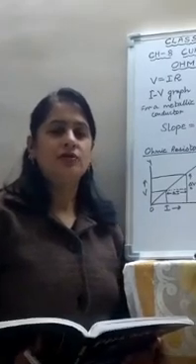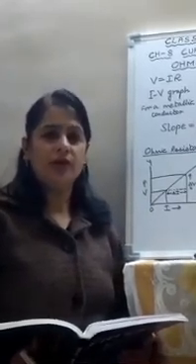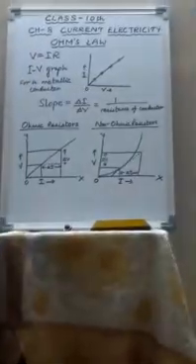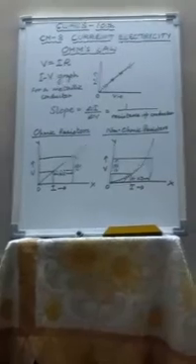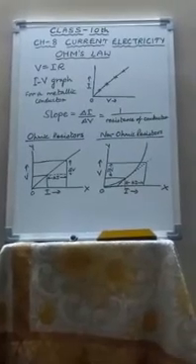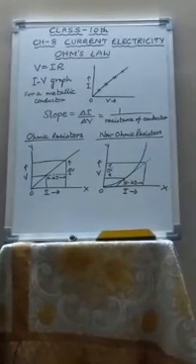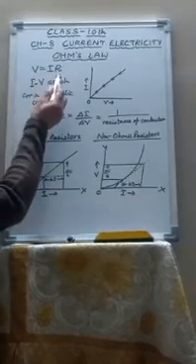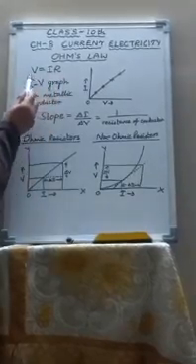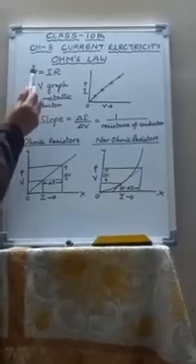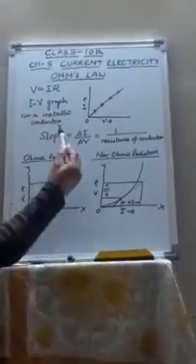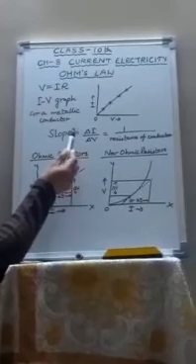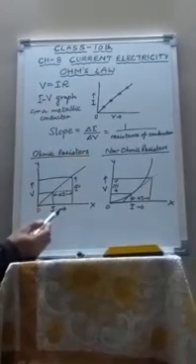Class 10. So let us continue chapter number 8, Current Electricity. Last time I told you about Ohm's law. What is Ohm's law? I told you that according to Ohm's law, the current flowing through a conductor is directly proportional to the potential difference applied across its ends, provided the physical conditions and the temperature remain constant.